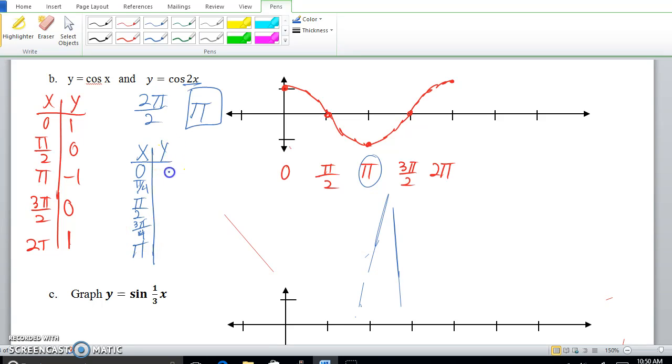So our key points, let's see, so when you plug in 0, you get 1. When you plug in pi over 4, what happens is it really turns into pi over 2, so you're going to get a 0 here. And then when you plug in pi over 2, it really becomes pi, so you get a negative 1 when you evaluate it, and so on and so on.